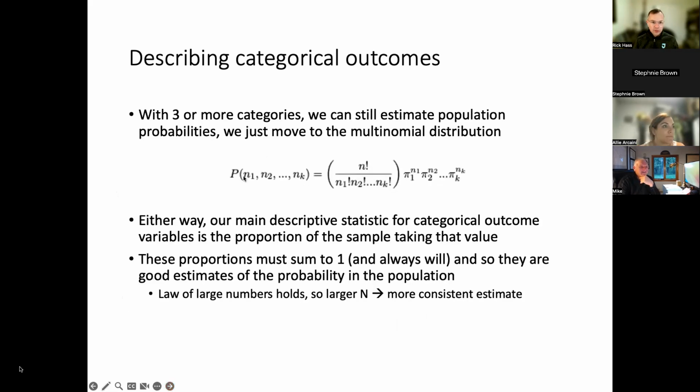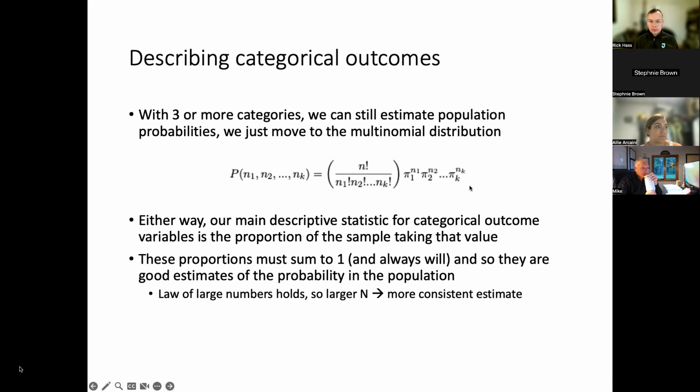Okay. So I do want to bring up, you'll see this in the text, that the generalization of the binomial distribution, which also helps us out with categorical variables, is called the multinomial distribution. And it looks just like this. It's essentially the binomial distribution for more than 2 categories. It's our probability model. We can estimate population probabilities this way.